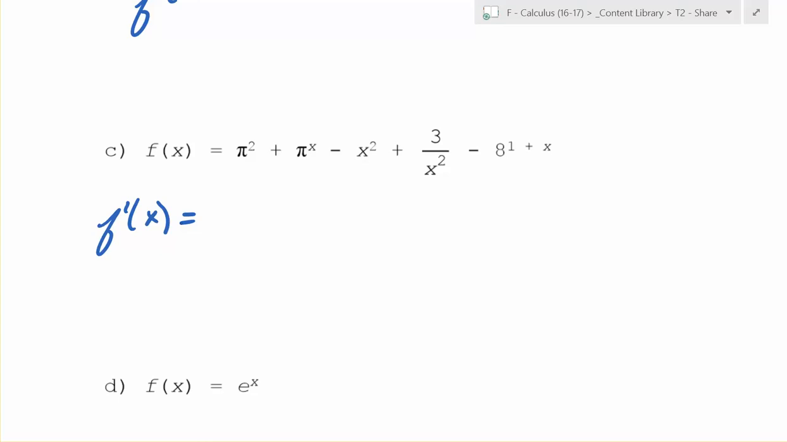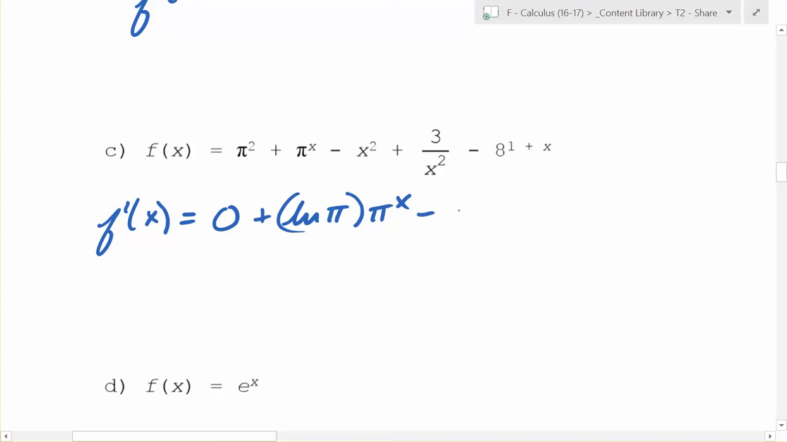And that's so common. So what's the derivative of pi squared? 0. Yeah. What's the derivative of pi to the x? ln pi times pi to the x. What's the derivative of negative x squared? ln x. Pi x squared.